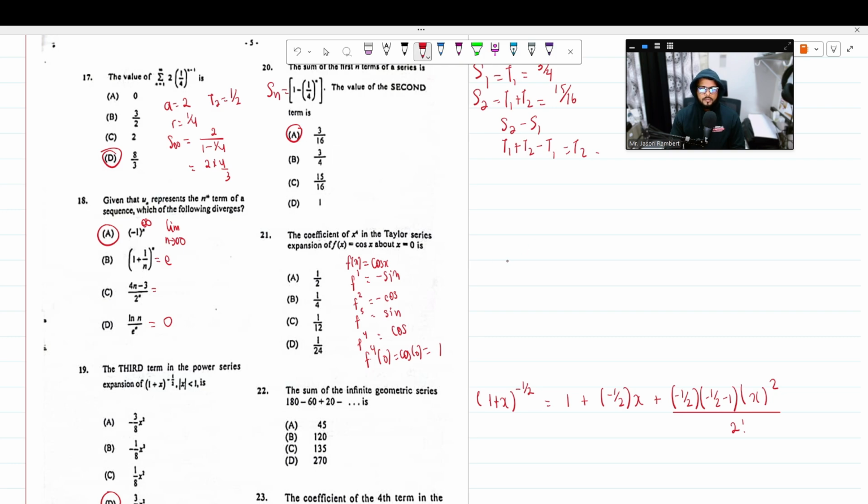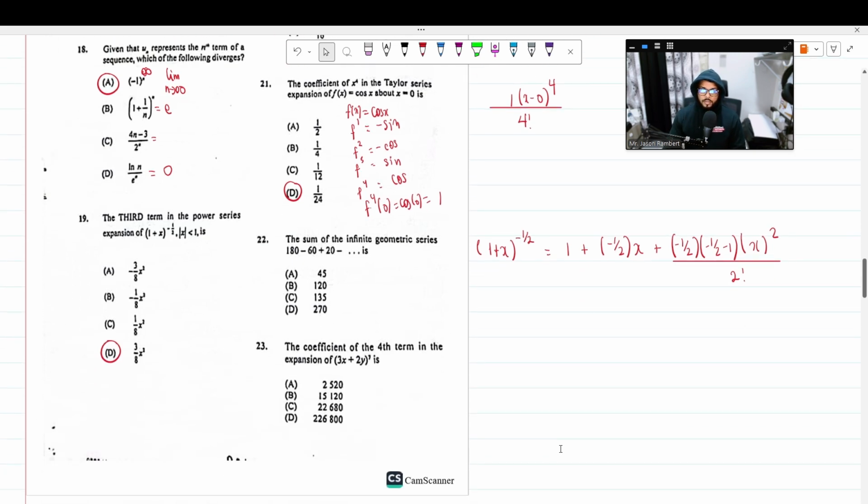And for Taylor, we're going to have over 4 factorial, f of 0 into x minus 0, f of 0 is 1, to the power 4. 4 factorial is 4 by 3 is 12, by 2 is 24. So we get 1 over 24. Answer is D.